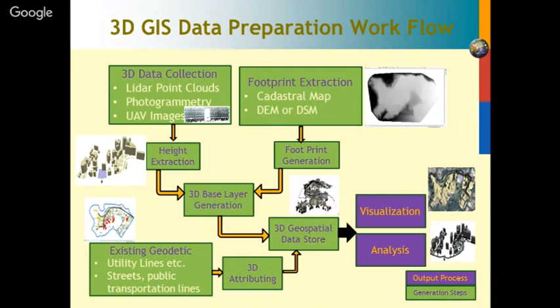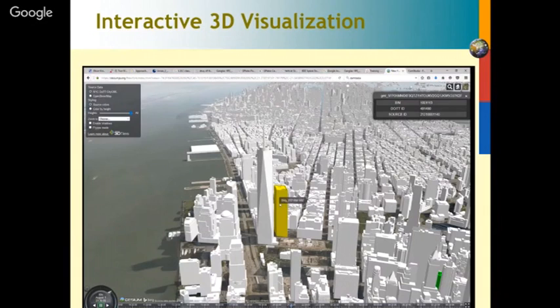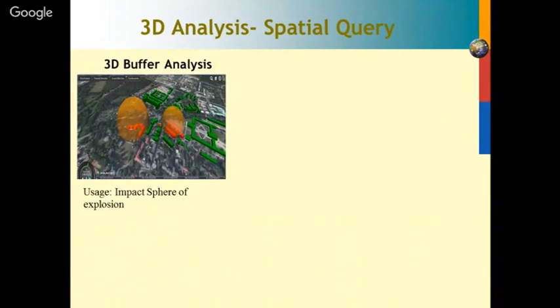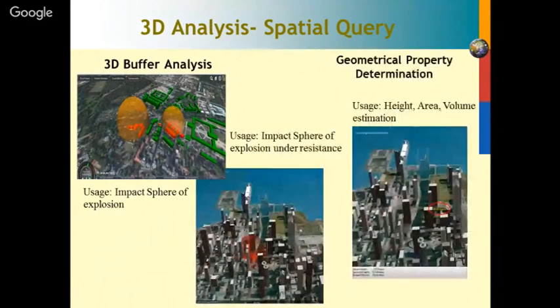What we need to do is to create complete 3D GIS datasets. The way we have interactive visualization in the 2D domain, in the same way we also have interactive visualization in the 3D domain. We also have 3D-based queries like the buffer analysis, which can be carried out. So if you want to find out what the impact sphere is, and inside the sphere, what the different buildings are which will get affected.